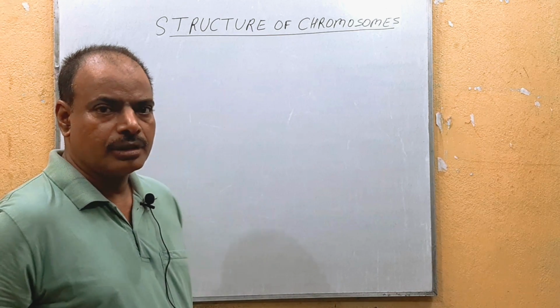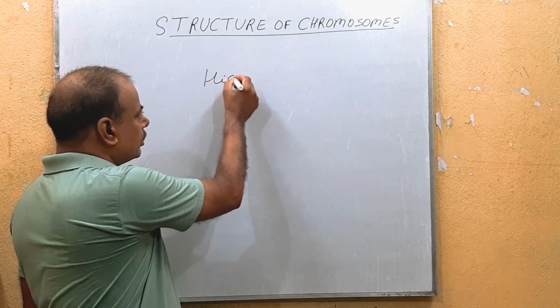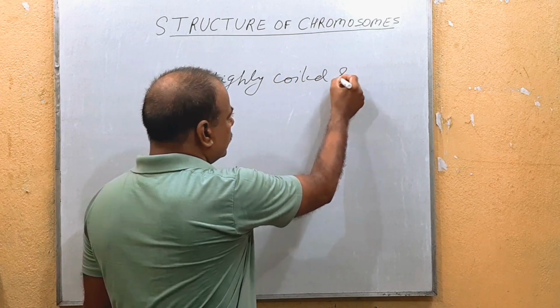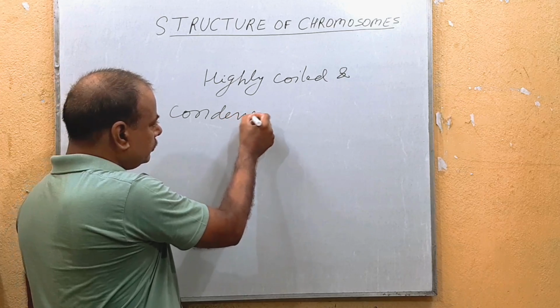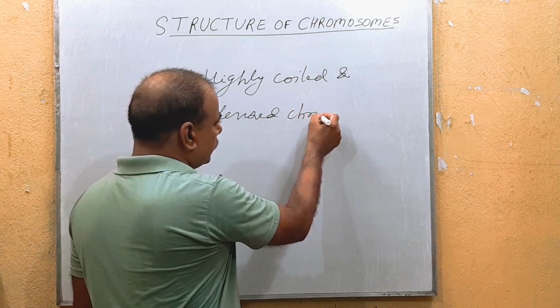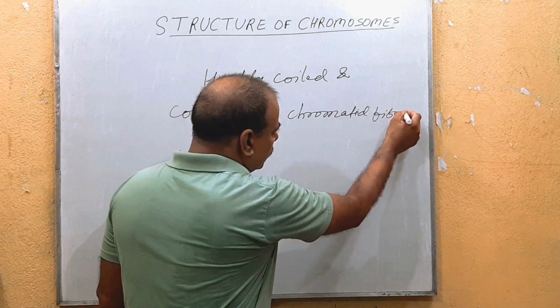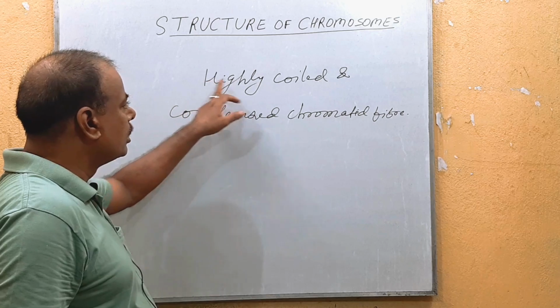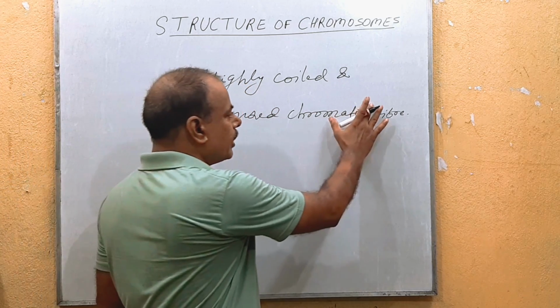At first, chromosomes are highly coiled and condensed chromatin fiber. So we can define chromosome as highly coiled and condensed chromatin fiber.